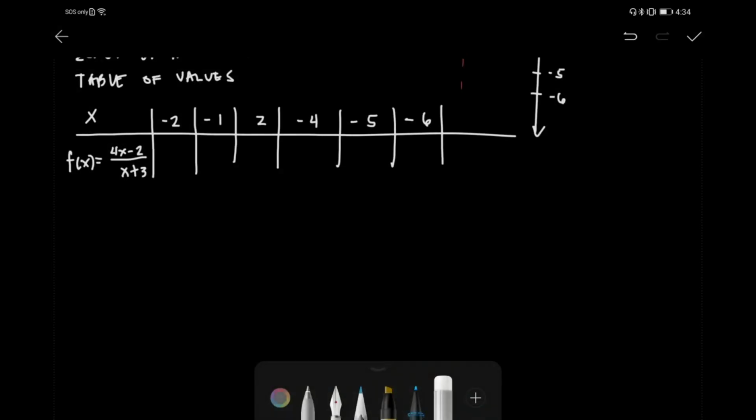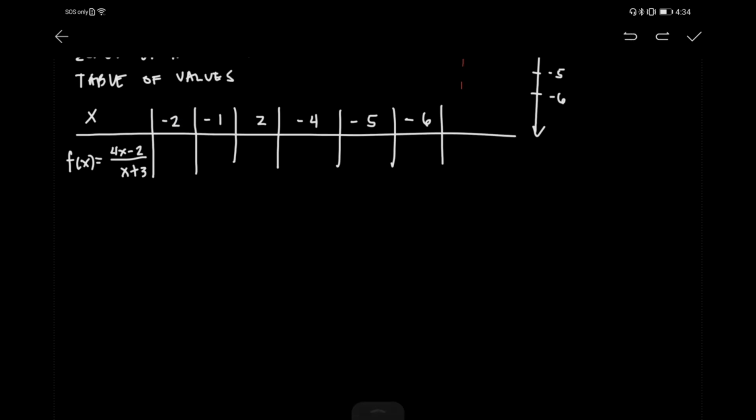This time, kunin na natin yung ating y value. So ito na yung ating mga nakuhang x value, which is yung negative 2, negative 1, so on and so forth. So ano ang value ng kanilang y value kung yan yung given na x value natin? To do that, we are just going to substitute the value of x sa ating original given function na nandito.